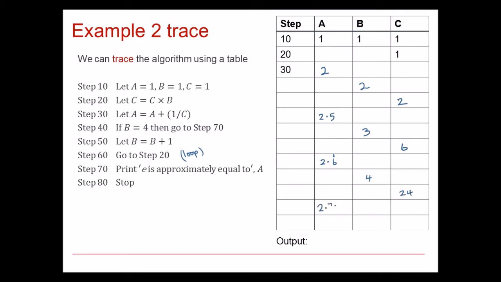A becomes 2.7083 recurring. At which point, because b is 4, we go to step 70, which means that we are printing this value, that e is approximately equal to 2.7083 recurring. It doesn't in this case state the accuracy that we need to use, but if it was to 3 significant figures, that would therefore be 2.71 to 3 significant figures. At that point, we would stop.